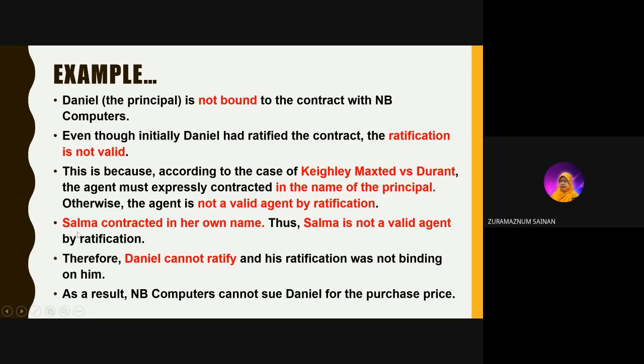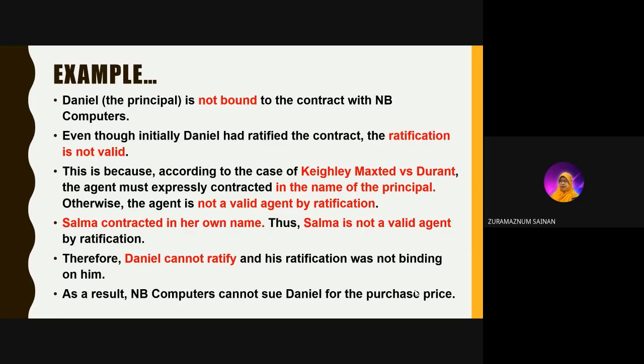So what happened dalam kes ni? Salma contracted in her own name. Thus, Salma is not a valid agent by ratification. Jadi, efeknya apa? Therefore, Daniel cannot ratify. And his ratification yang asalnya dia ratify kan, was not binding on him. Jadi, as a result, NB Computers cannot sue Daniel for the purchase price. Selesai tak soalan tu tadi? Selesai. You terangkan step by step.